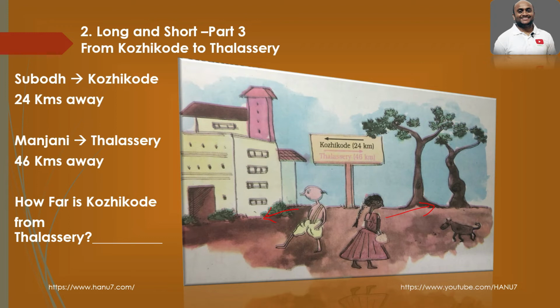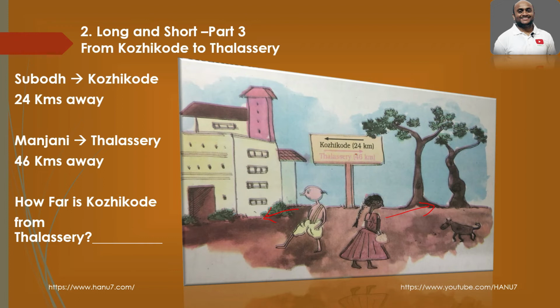So how far is Kozhikode from Thalassery? The question is asking simply, if I start from Kozhikode to Thalassery, how many kilometers it will be? Has this person already traveled from Thalassery to reach this point and is he going towards Kozhikode?